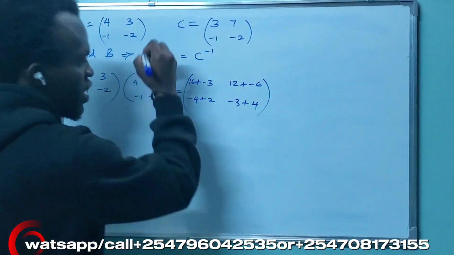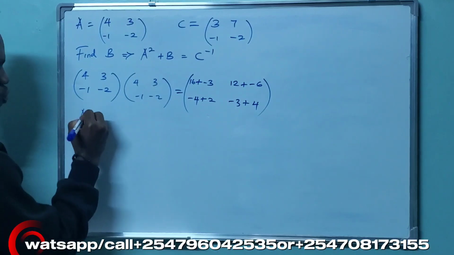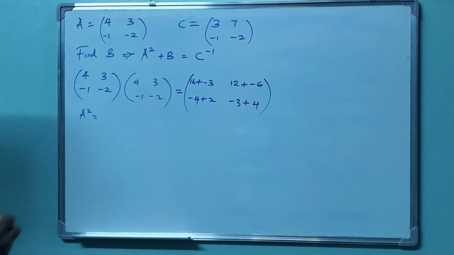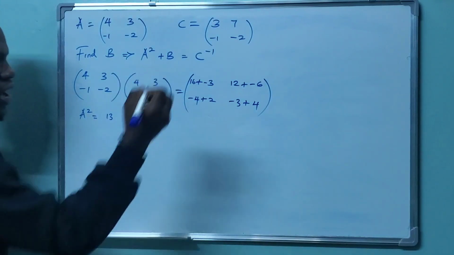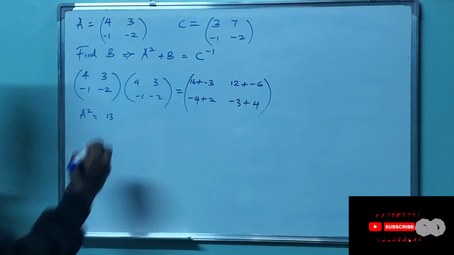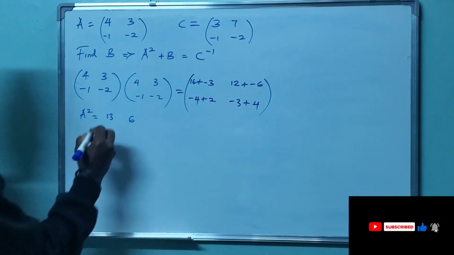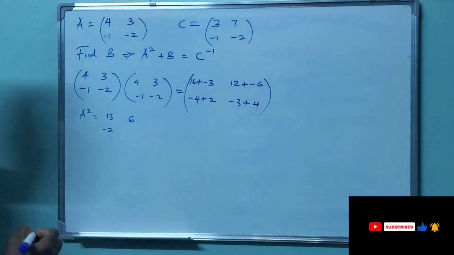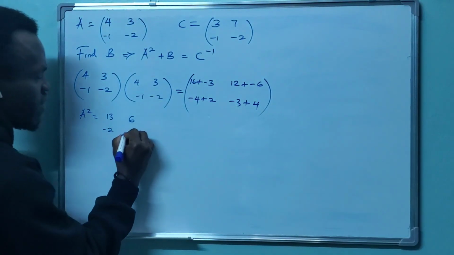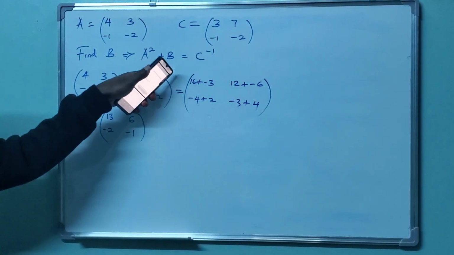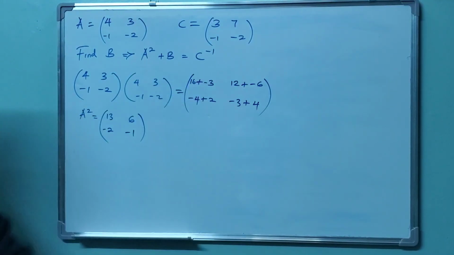Then we are going to add to get A squared, whereby A squared is going to be equal to 16 plus negative 3, that one is 13. Then 12 plus negative 6, that one is 6. Then negative 4 plus 2, that one is negative 2. Then negative 3 plus 4, that one is negative 1. So that is going to be our A squared. So we've gotten A squared. Now we need to get the inverse of C.